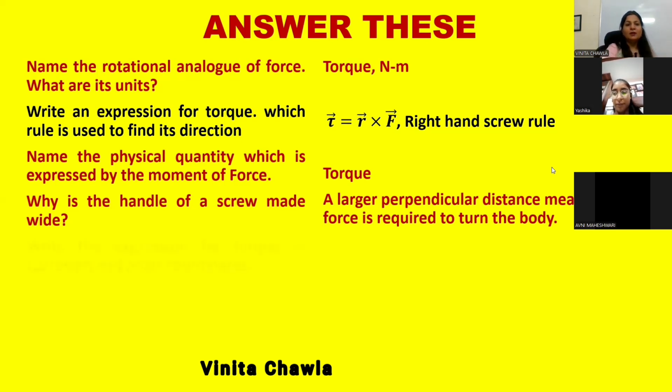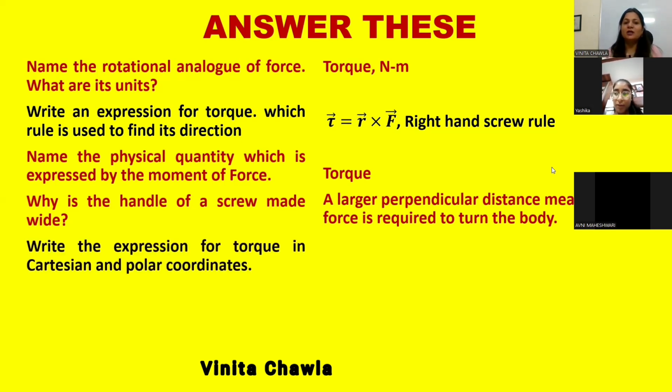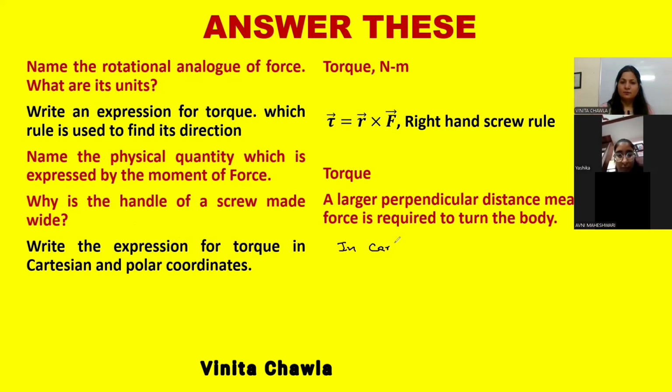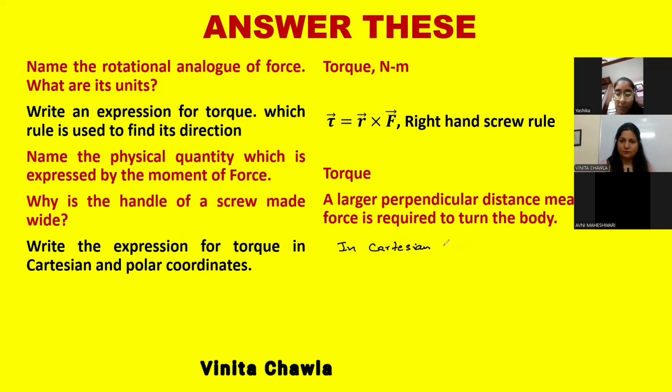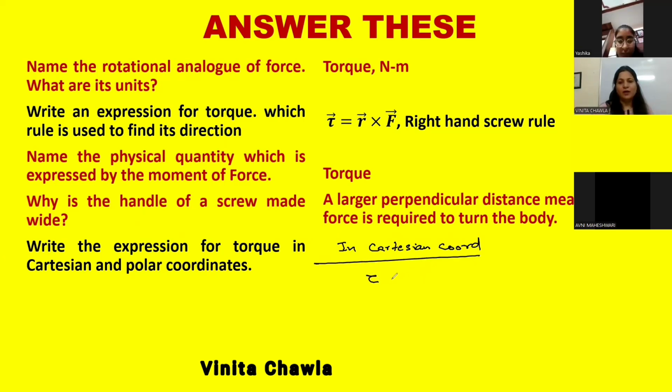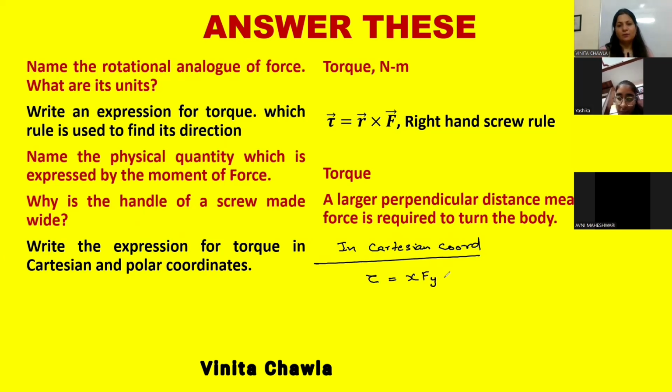ठीक है? Next question. Write the expression for torque in Cartesian and polar coordinates. In Cartesian coordinates, we can write torque as tau equals x Fy minus y Fx. So what is the direction of torque here? Along z-axis. Why along z-axis? Because you can see that both r and F are in the xy plane and torque is perpendicular to both.